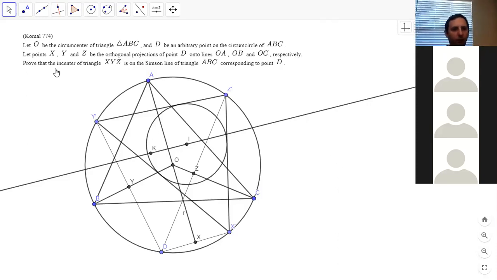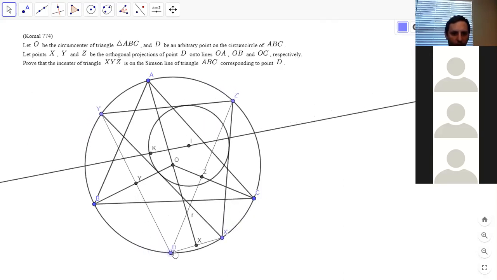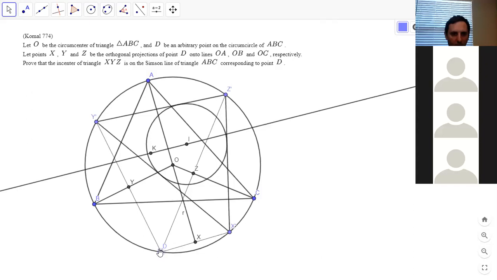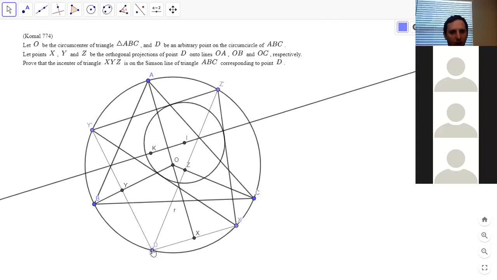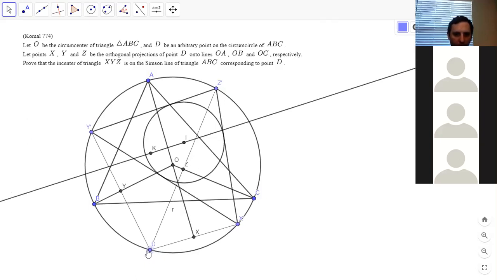So I guess as we move D around, the incenter would... yeah. So is it a coincidence?